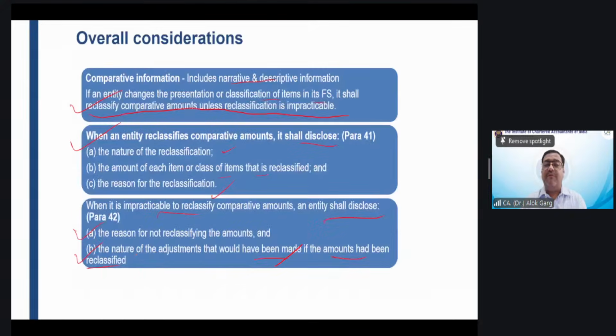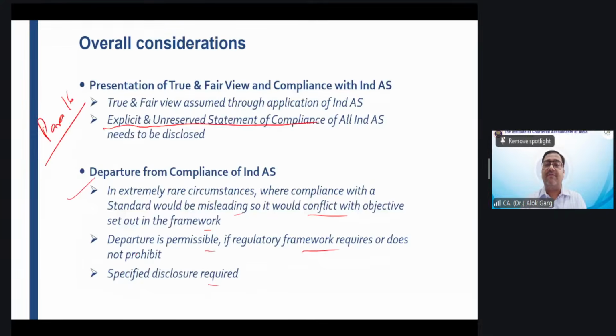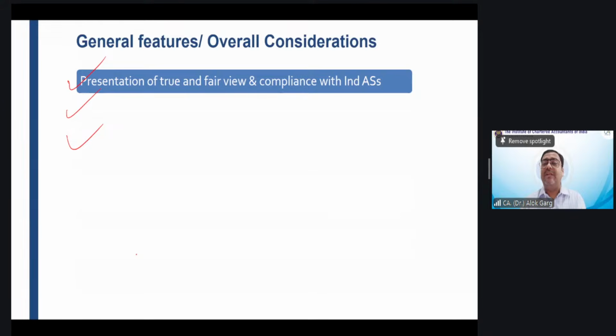So friends, we covered the general features of the financial statement. What are the general features? The financial statement should present a true and fair view in compliance with all Ind AS. Which paragraph number did I talk about, that the management has to give an explicit and unreserved statement of compliance with all applicable Ind AS? Para number 16 of Ind AS 1. You are not required to remember the paragraph number.